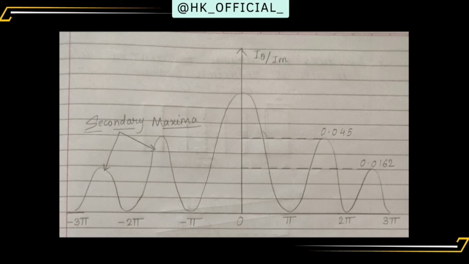So what will happen here, the maximum amplitude which is there, you will show it like that, and here pi, 2 pi, 3 pi, like this distance you will take. You can denote the y-axis as I theta upon Im, and the maxima or minima which are coming over here, that is the value you can see. The first is 0.045, then second is 0.0162, and the third you can take as 0.008. So these are nothing but the secondary maxima. So this is why we have to consider secondary maxima.